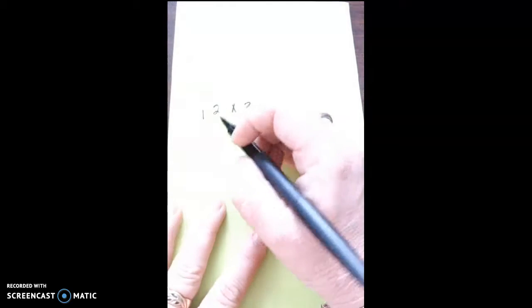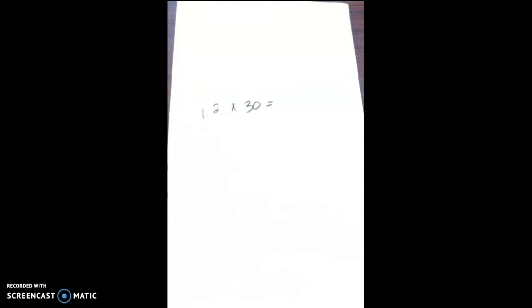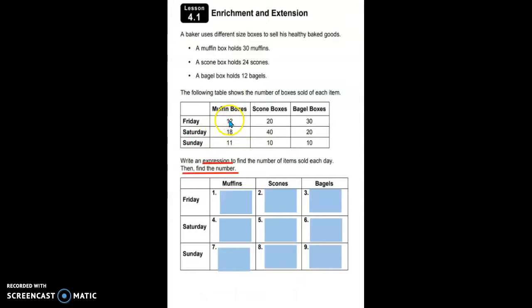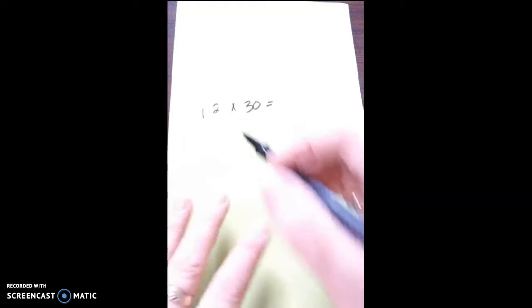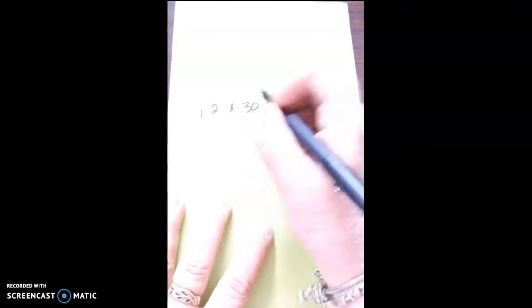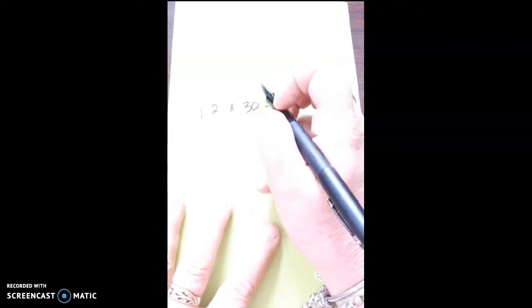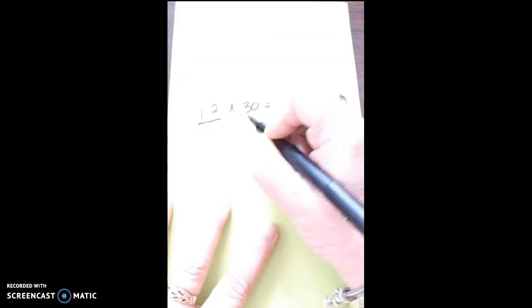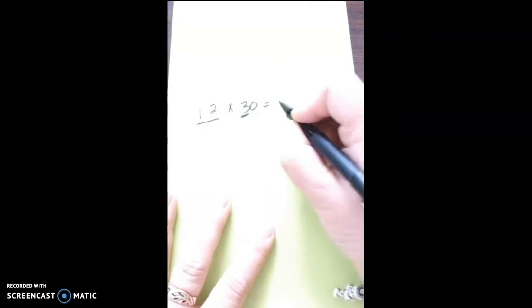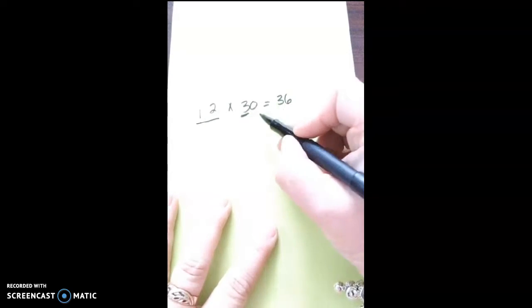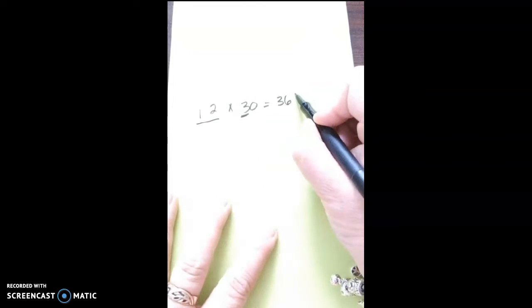So let's go ahead and take a look at our scrap paper. So I wrote out my problem, 12 times 30. Where did I get that? Because there's 12 muffin boxes and they each have 30 muffins. So I need to find out 12 times 30 because there's 12 boxes and they each have 30 muffins. So I know that I can break this down. I can use the distributive property. I've got 12 times 3, which I know is 36 because I've learned my 12 times, and then I'm going to multiply by 10, add my 0.